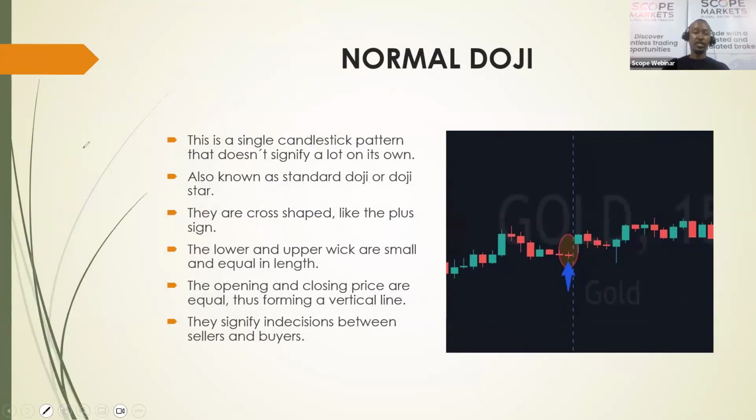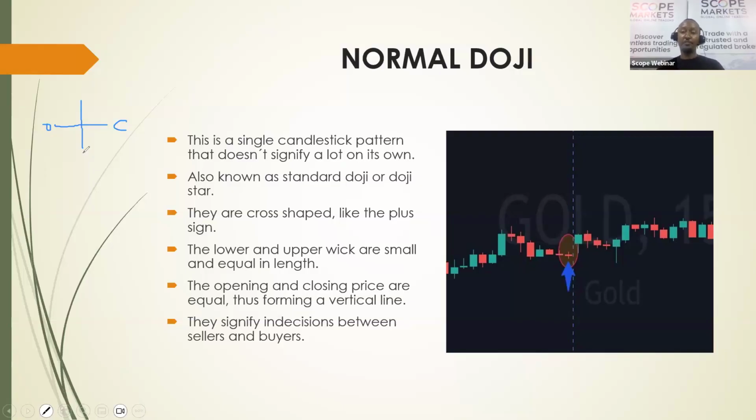So it looks like a plus sign, okay? Meaning that the opening price and the closing price are equal, and the upper wick and the lower wick are equal. So it's more of a plus sign. This type of candlestick shows that buyers and sellers are equal. If buyers and sellers are equal, then this signifies indecision, that we don't need to either buy or sell. So we just need to wait and see what will happen next.